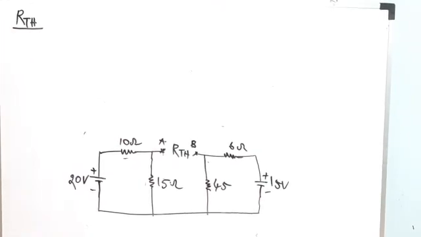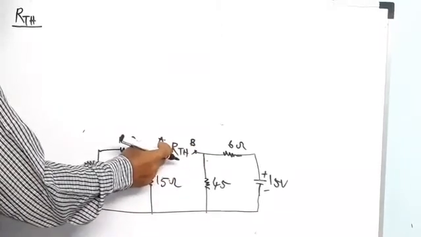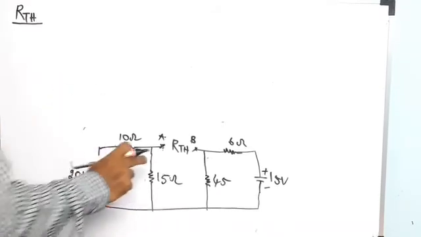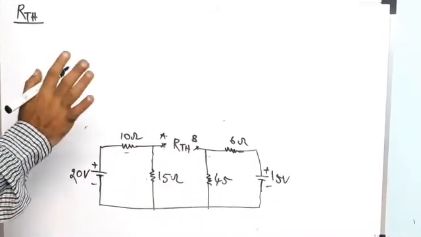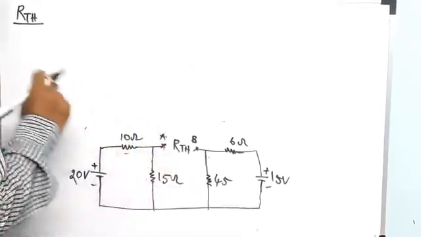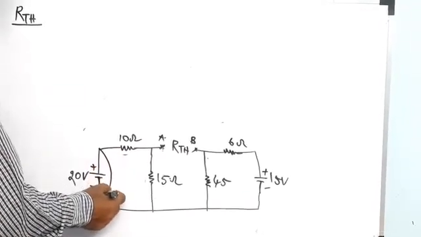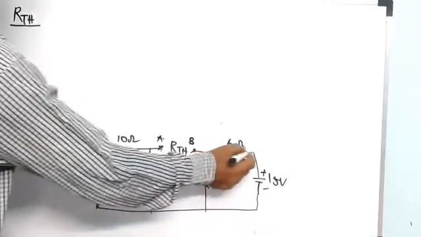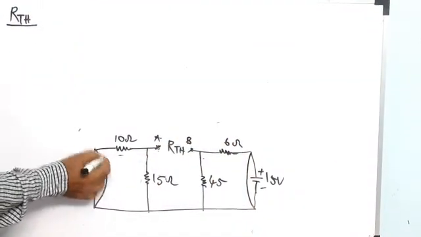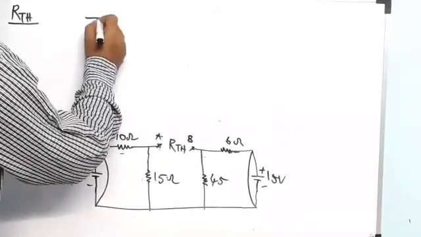Now I want to find RTH, Thevenin's equivalent resistance between the AB terminals. For determining RTH, there are two conditions. If a voltage source is there, short it. If a current source is there, open it. Here both are voltage sources, so they are shorted. There is no current source, so it is easy. That means you remove them and short them. So again I will rearrange this circuit.